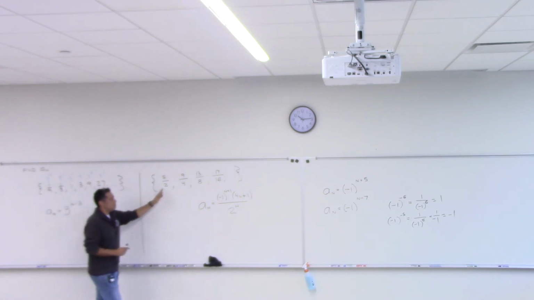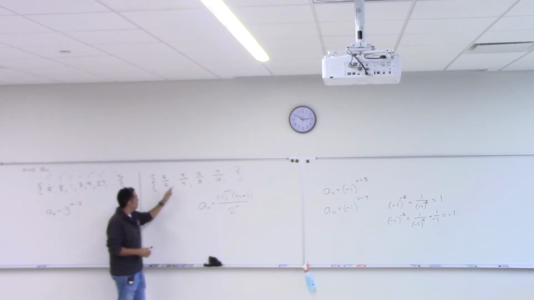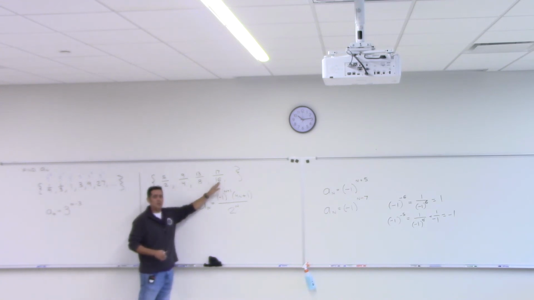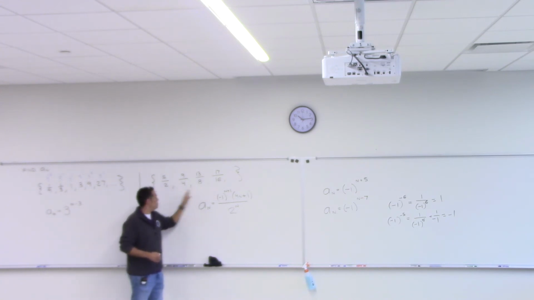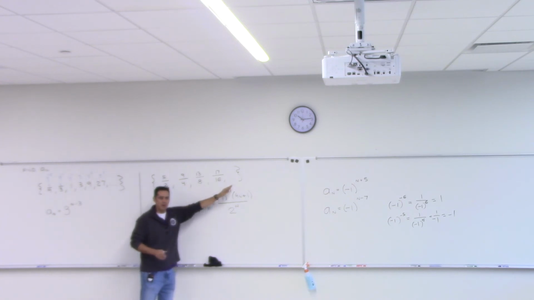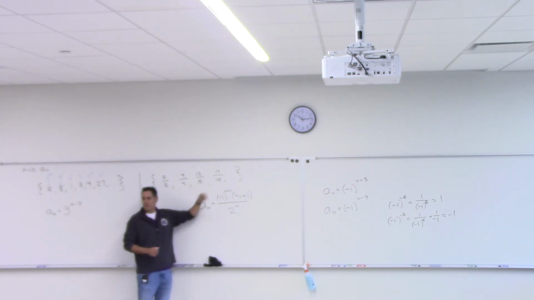Notice the powers of 2. Those are kind of like glaring at me. 2, 4, 8, 16, right? Those are powers of 2. These are not even numbers. Not 2, 4, 6, 8, 10, 12. It's 2, 4, 8, 16, right? Powers of 2. So that's 2 to the n.